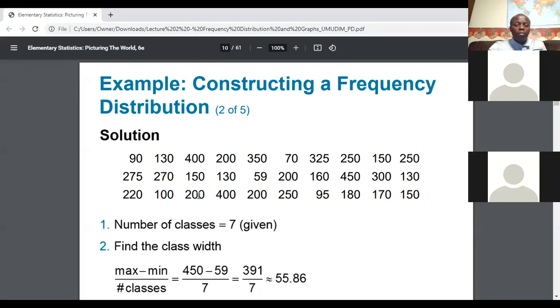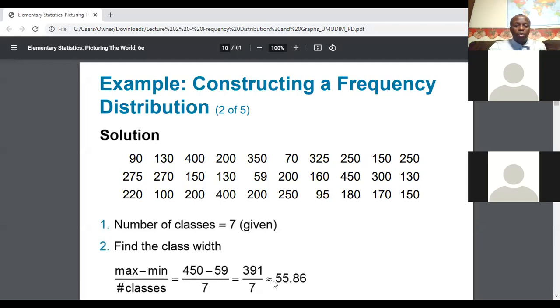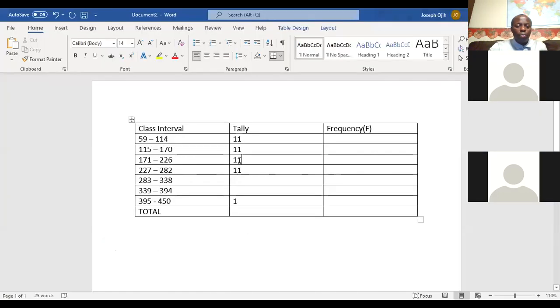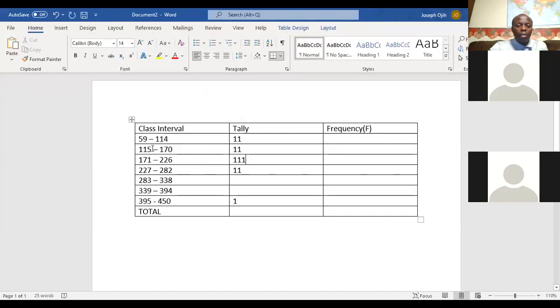Next is 200. And 200 will be in this group right here. And so on and so forth. After 200, next will be another 200, which will be in that same group. Another 200 will be here in this group. Another 200. Next will be 130. And 130 will be in this group. That is right here, 150 to 170.